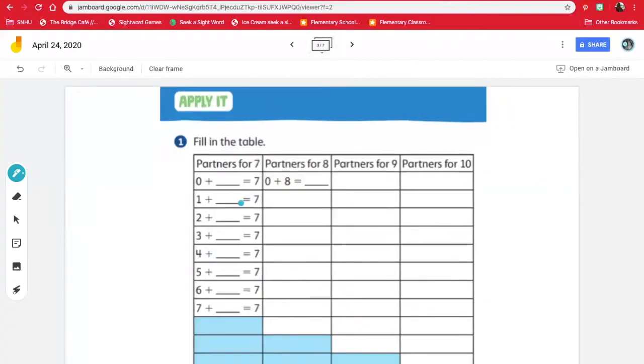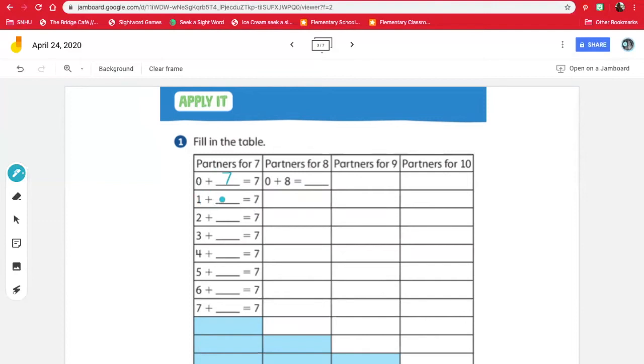Fill in the table. All right, this is going to be a lot of work. So I don't think I'm going to fill all of it in, because that would take a long time, especially on the computer. But we'll fill in the first 2 columns together, and we'll talk about the patterns that we see in the first 2 columns. So partners for 7. 0 plus blank equals 7. Well, I know any number plus 0 is going to be that number, the other number that's not the 0. So 0 plus 7 equals 7.